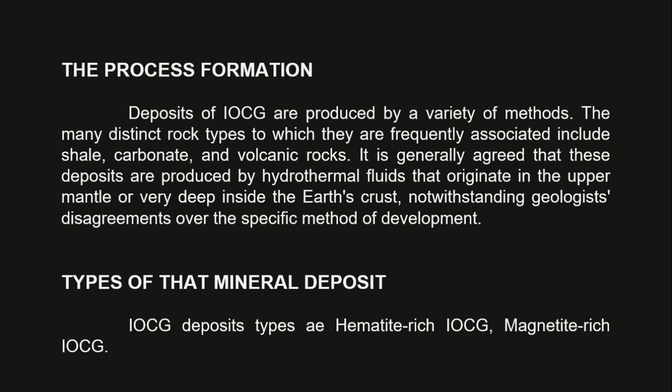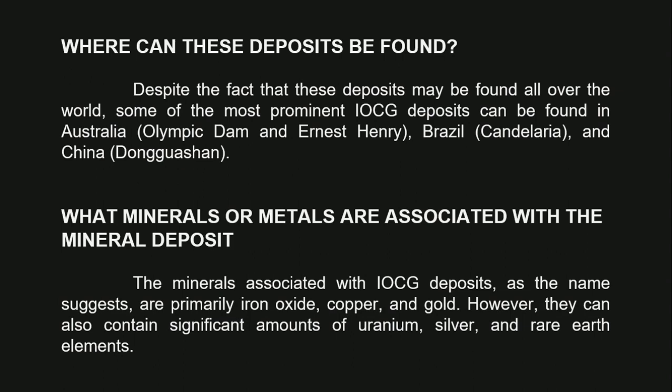So notwithstanding geologists' disagreements over the specific method of development, this type of mineral deposit has subtypes such as hematite-rich IOCG and magnetite-rich IOCG. So despite the fact that this deposit may be found all over the world, some of the most prominent IOCG deposits can be found in Australia, which are Olympic Dam and Ernest Henry. In Brazil, Candelaria, and in China, Dongguashan.